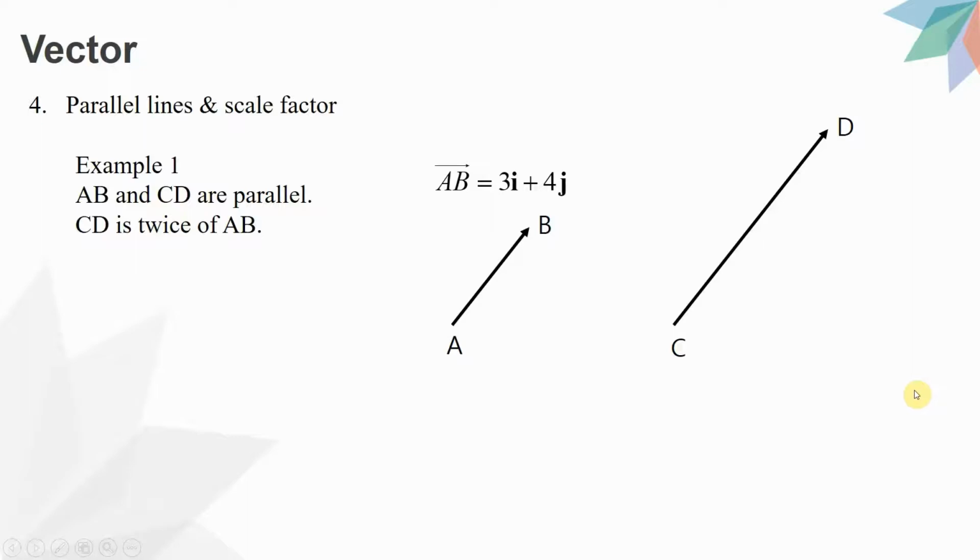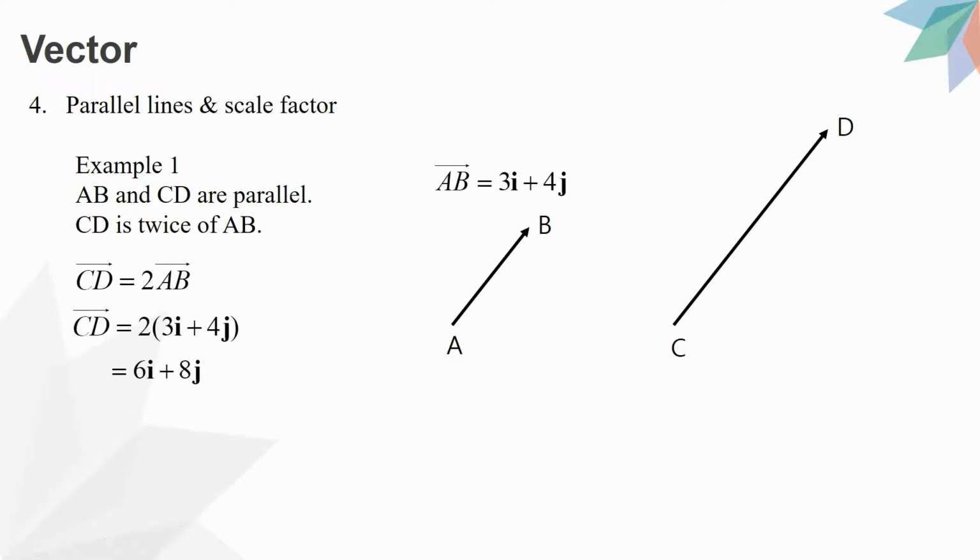Now the next thing I want to talk about is parallel lines. Now in this statement here, it says CD is twice of AB. If you just want to show two lines are parallel, as long as something is a multiple of AB, they are parallel lines. Alright, so in this case, let's find the vector of CD. So we start with this sentence and we substitute 2 multiplied by 3i plus 4j. It is 6i plus 8j.